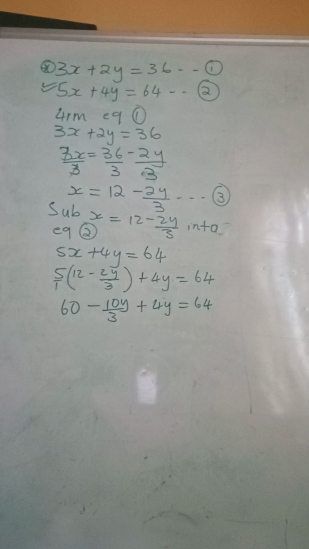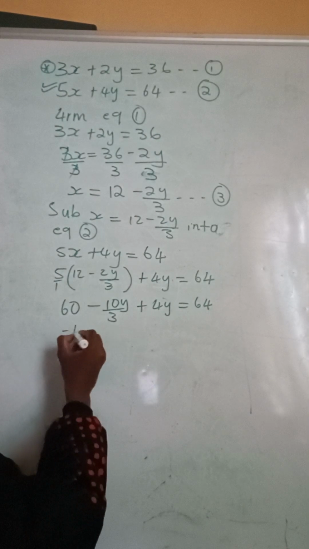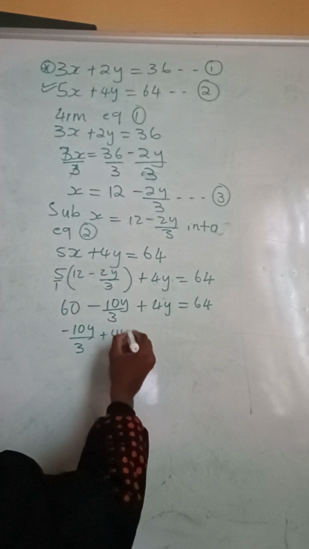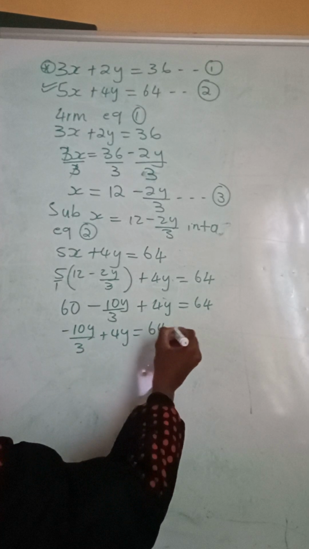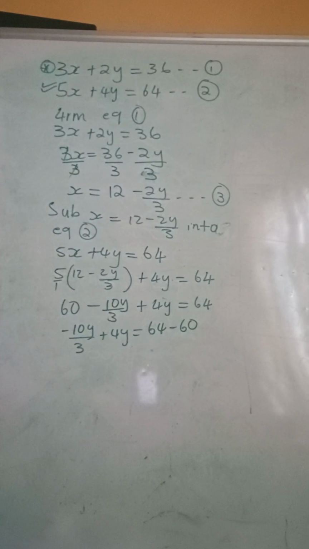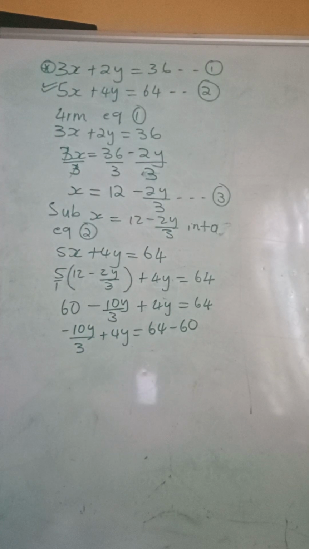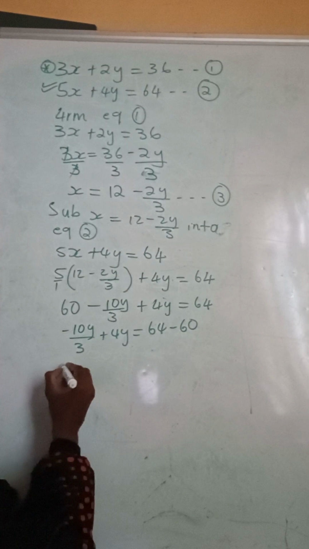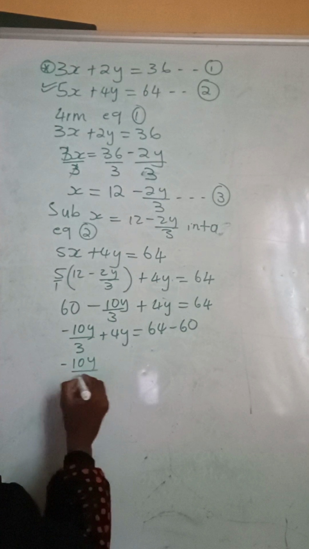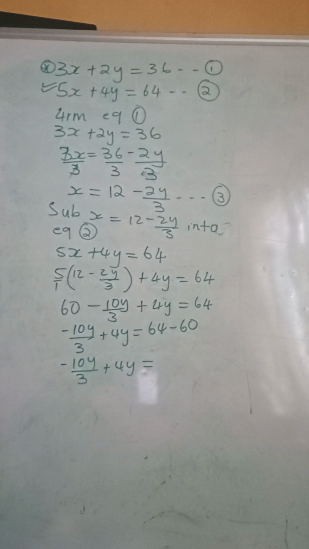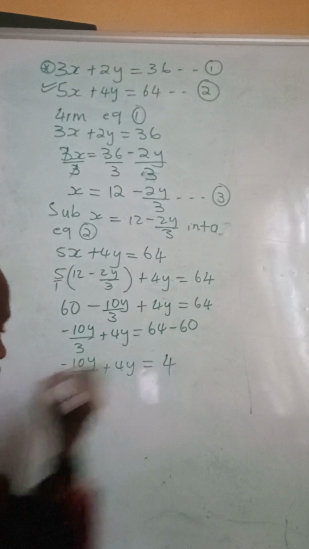Let me make my work easier and take 60 to the other side. It will be what? It will be negative, correct? Negative 10y all over 3 plus 4y is equal to 64 minus 60. So now, let me first solve that number on my right hand side. 64 minus 60 is 4.